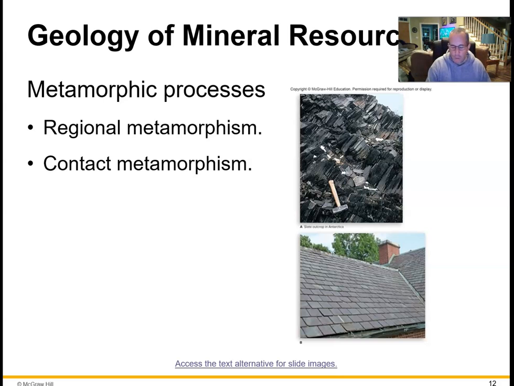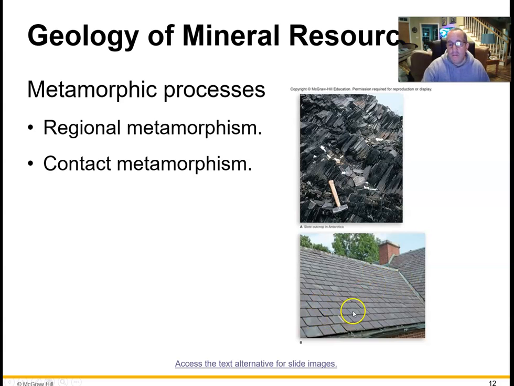It's really a kind of a ratty little soft rock. It doesn't hold together very good. It breaks really easily. Sometimes if it gets really wet, it actually gets really soft. I mean, it almost melts sometimes, depending on the type. But when it gets exposed to heat and pressure, it turns into slate.